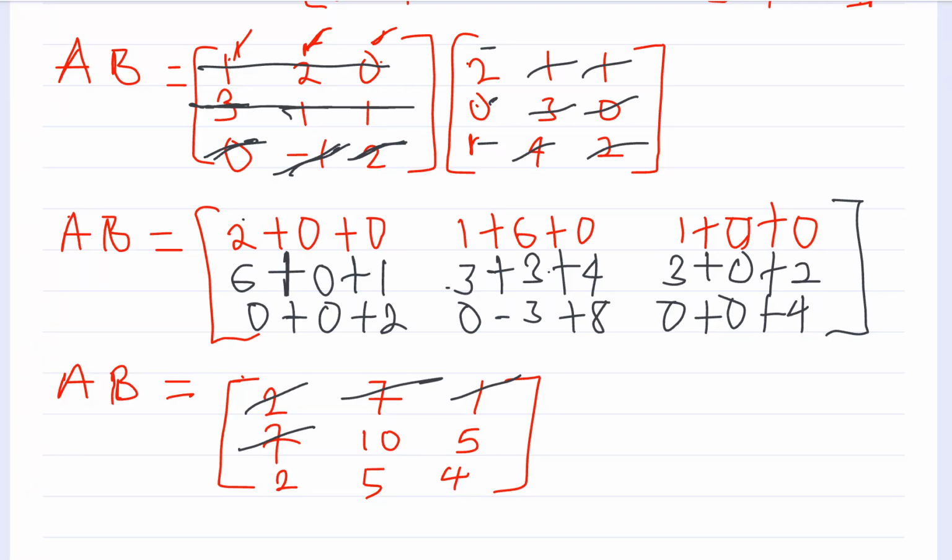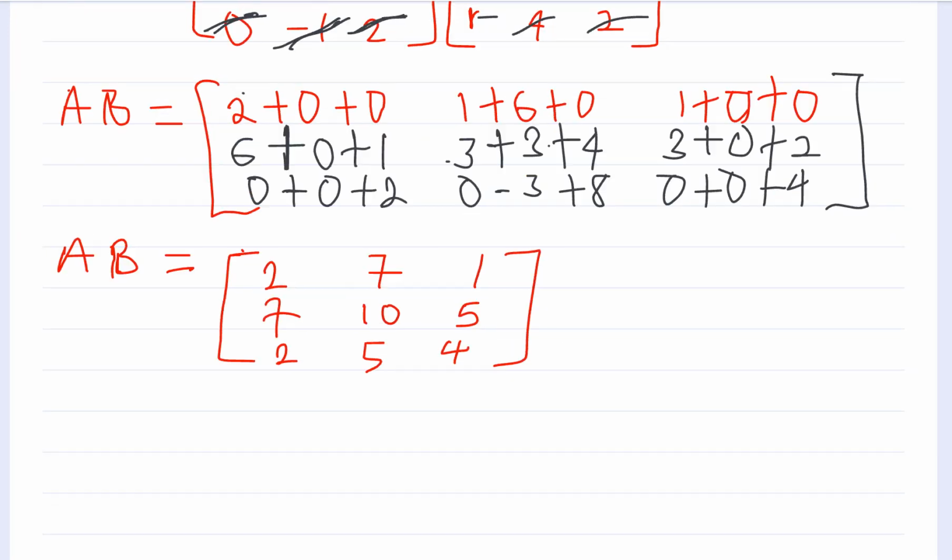So 3 plus 3 plus 4 is 10. Then 3 plus 2 is 5. 0 plus 0 plus 2 is 2. Minus 3 plus 8 is 5. And 0 plus 0 plus 4 is 4. Do you understand that now? So that is how we got our AB. Alright.